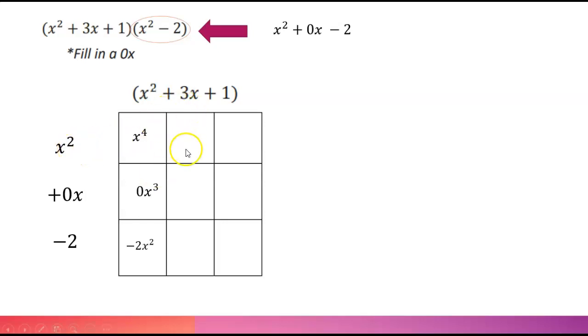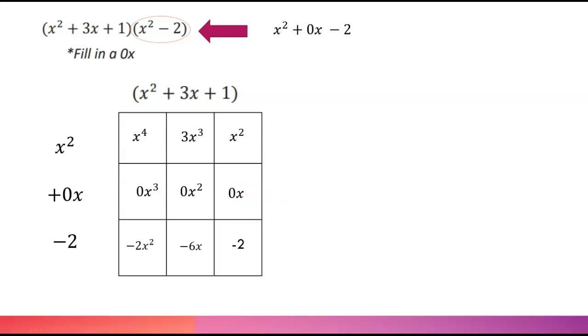3x times x squared is 3x cubed. 3x times 0x is 0x squared. 3x times negative 2 is negative 6x. 1 times x squared is x squared. 1 times 0x is 0x. 1 times negative 2 is negative 2.